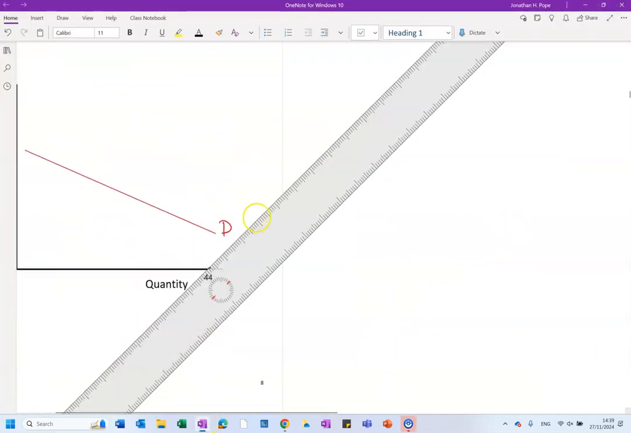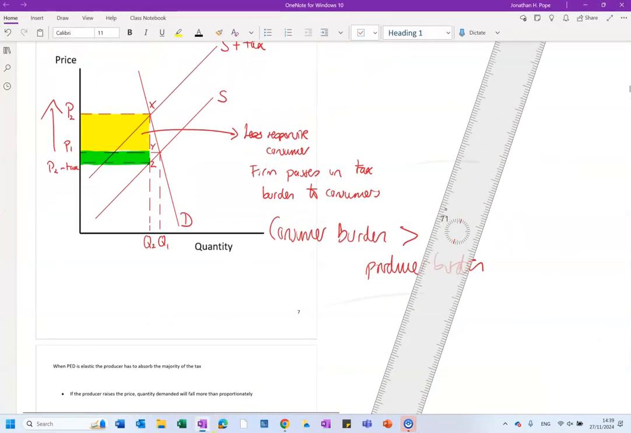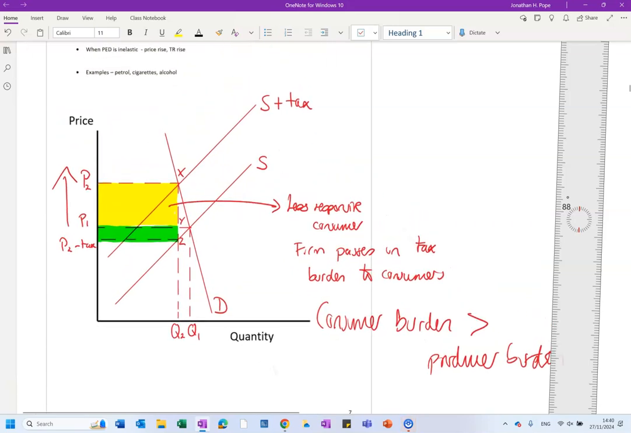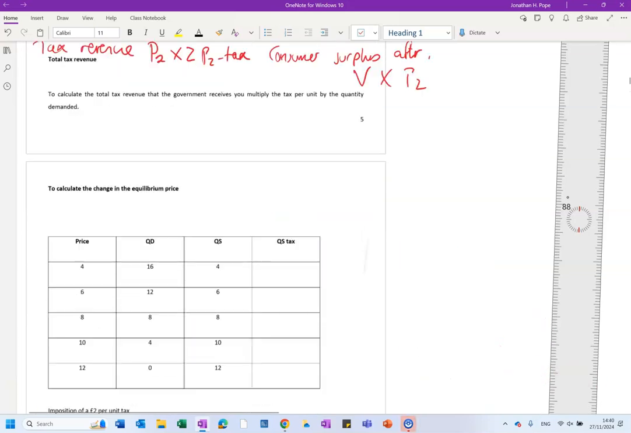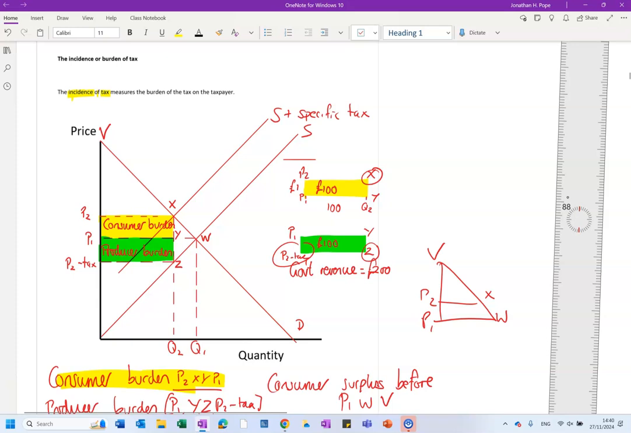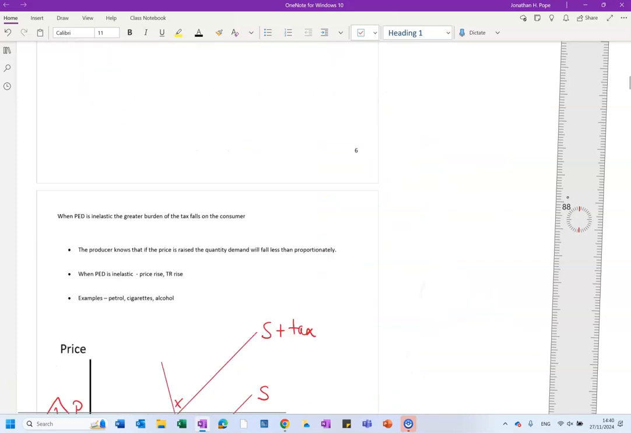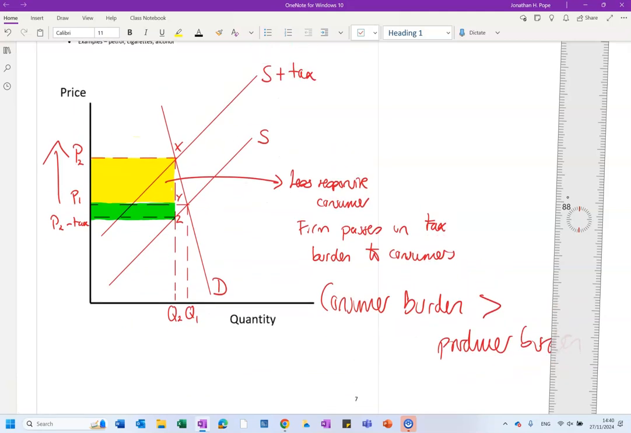Hello, this is going to be prep for today, and really what we're going to be doing is very similar to everything that we've done before. As you can see in this diagram up here that we did in class, where we looked at shifting the supply curve up for a tax, and we did that on an inelastic curve there.